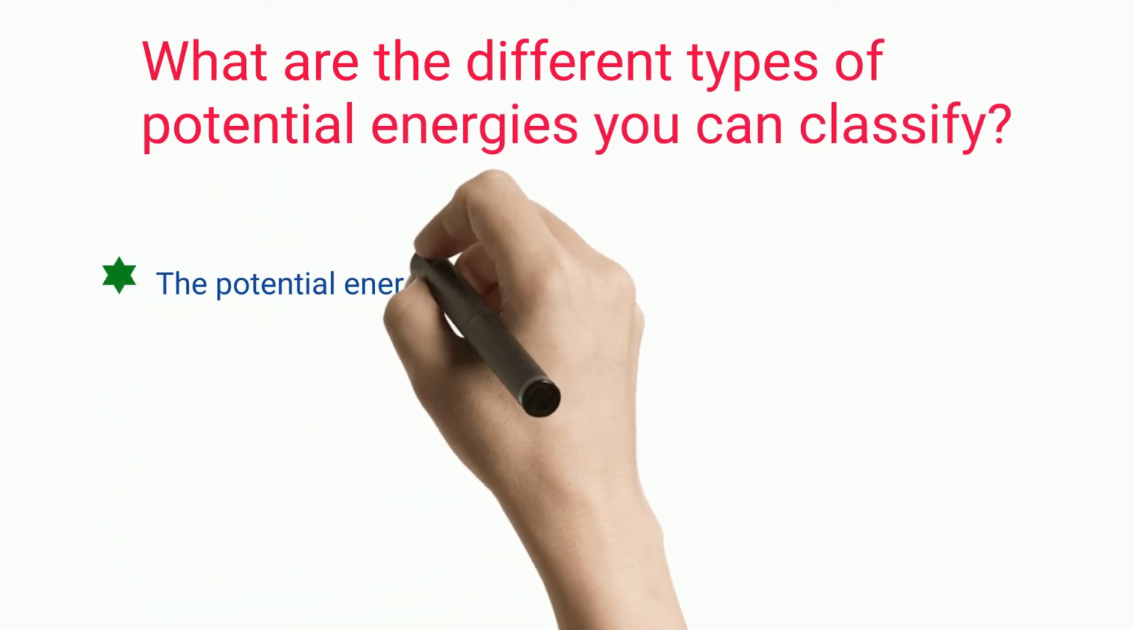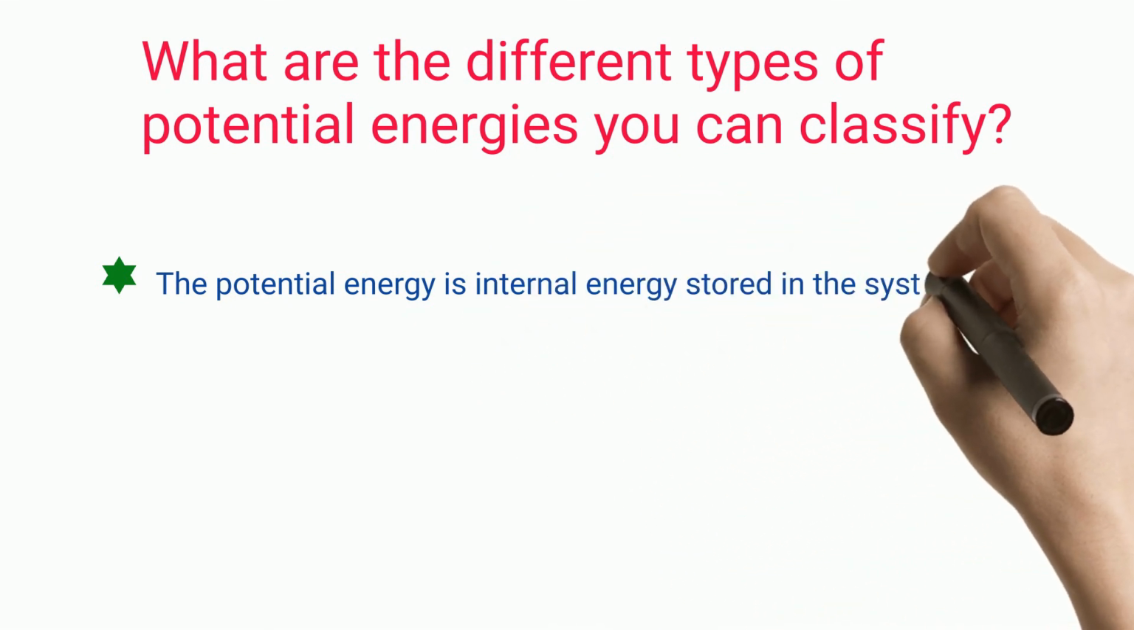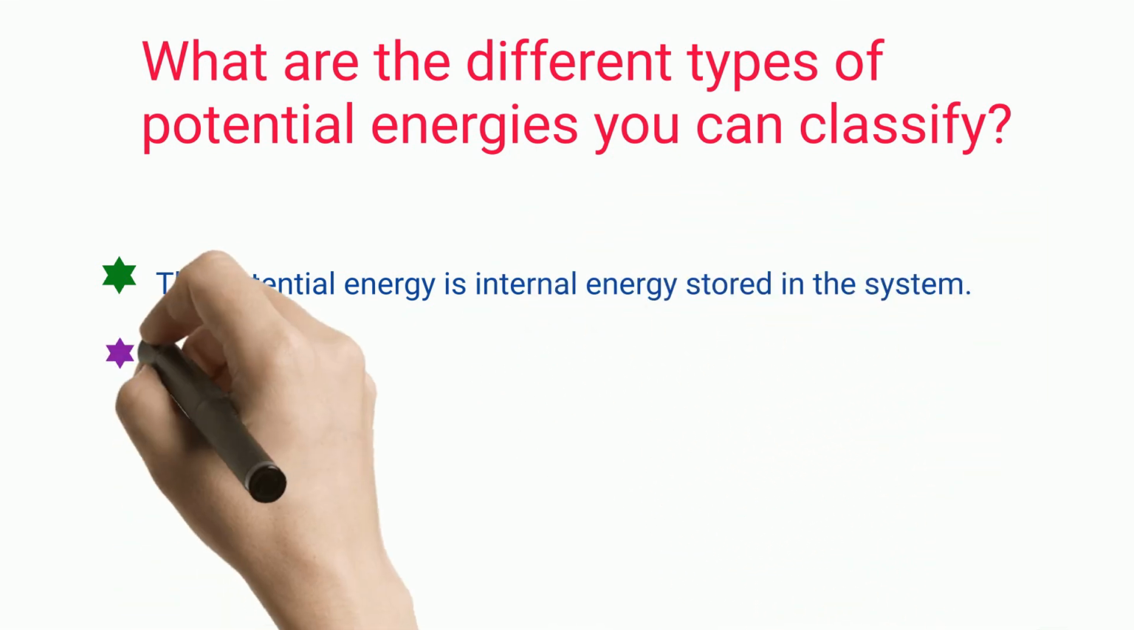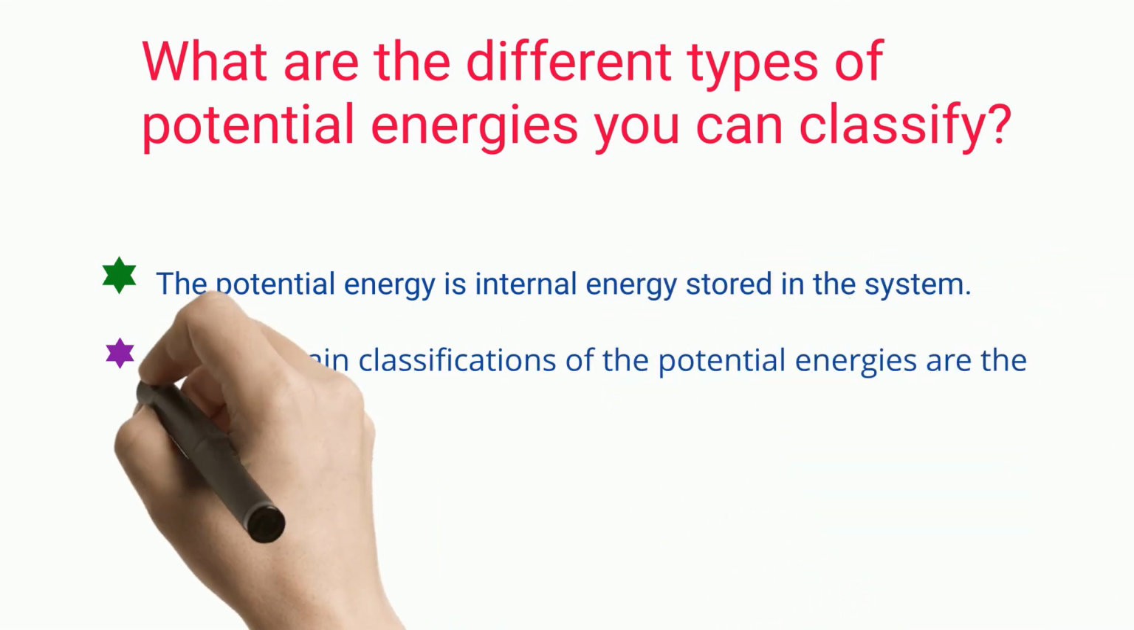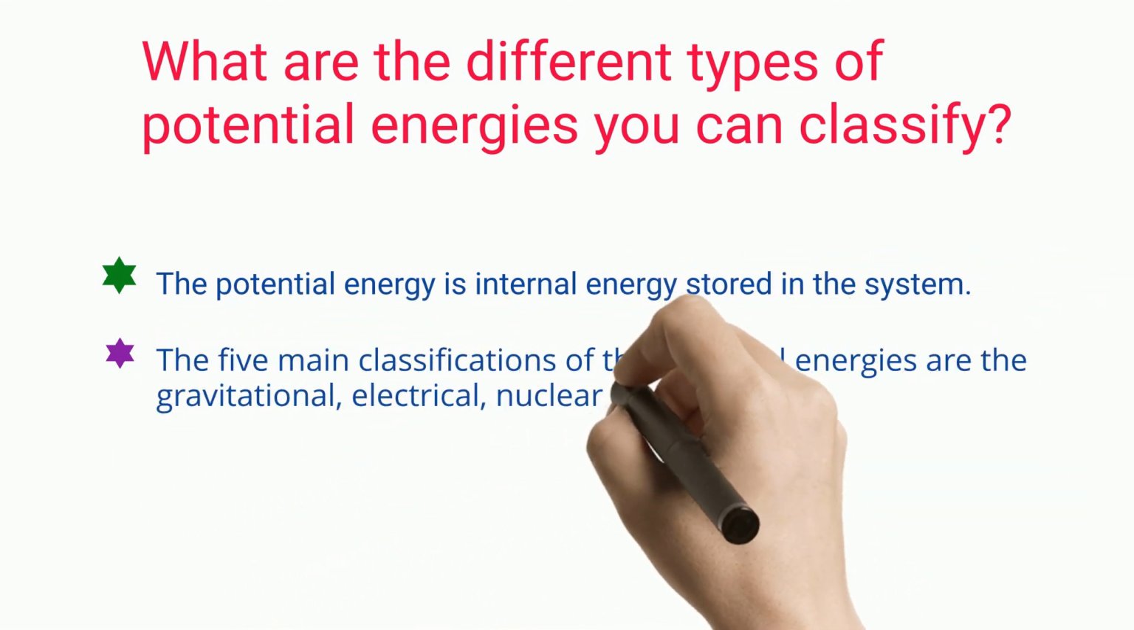What are the different types of potential energies you can classify? The potential energy is internal energy stored in the system. The 5 main classifications of the potential energies are the gravitational, electrical, nuclear, chemical, and elastic.